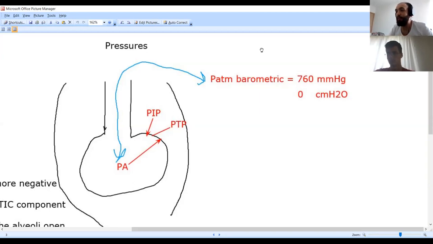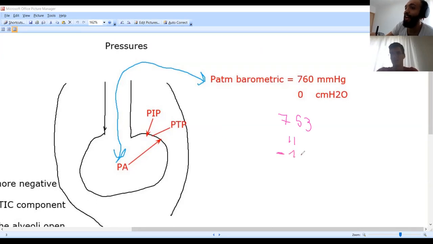So now if I say, for example, 753, is it under or more than 760? Under. So the value in centimeter water will be under zero. So it will be almost minus 10. You understand? Why? Because if you decrease this by one, this will not decrease by one. It will be decreased by 1.3, something like this. So if I say, for example, 770, it's almost 13 plus centimeter water. You understand what I mean?